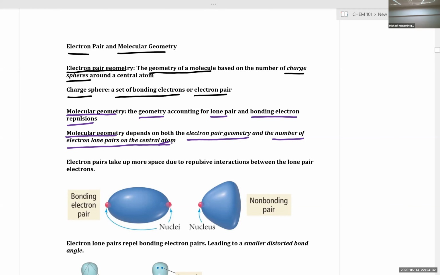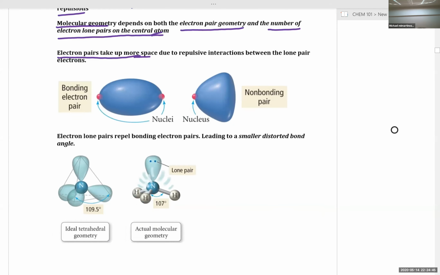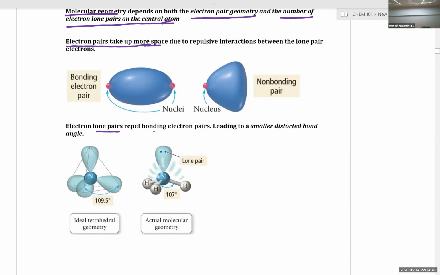Why is that? Remember when I said electron pairs take up more space? They take up more space, and as a result, and this is really important, lone pairs repel bonding electron pairs, leading to a smaller distorted bond angle. This is about 1.5 degrees per lone pair. So in ammonia, this lone pair pushes the hydrogen atoms away from the lone pair because it's repelling our bonded electrons. As a result, our bond angle is smaller than expected.